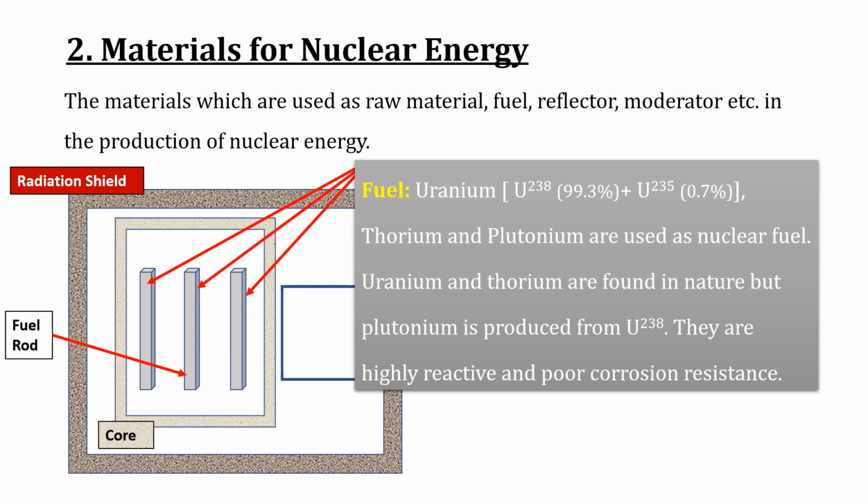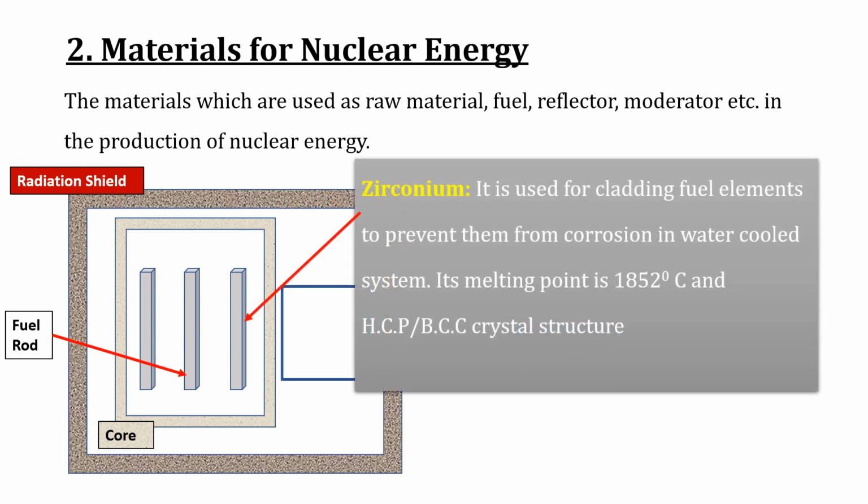They are highly reactive and have poor corrosion resistance, because of which a cladding is done on the fuel rod, and the cladding material is zirconium. It has high corrosion resistance, a high melting point of 1852 degrees Celsius and an HCP crystal structure.